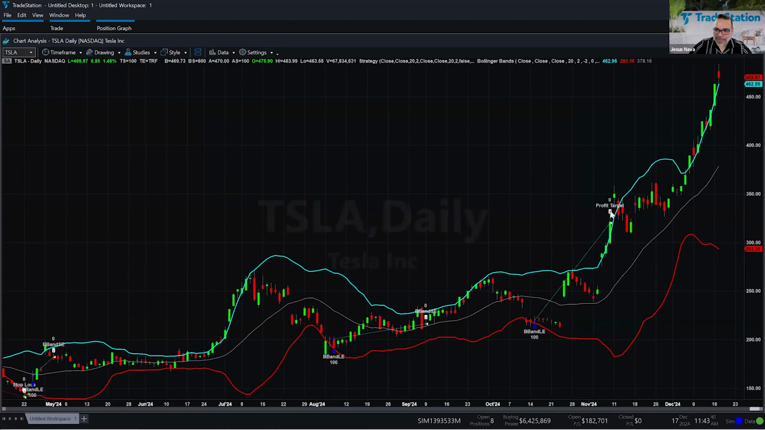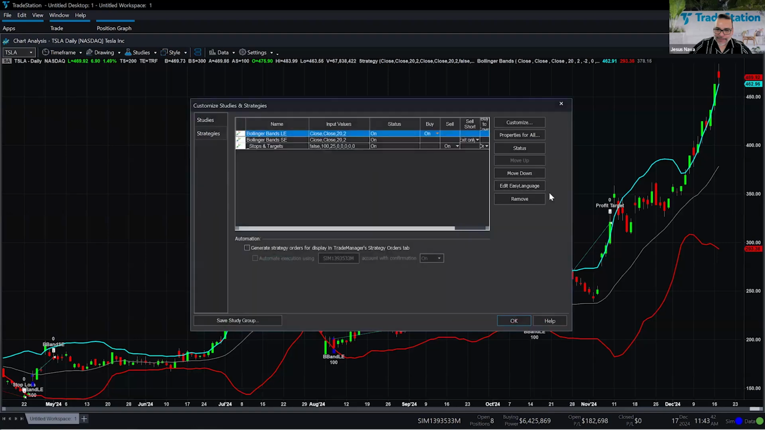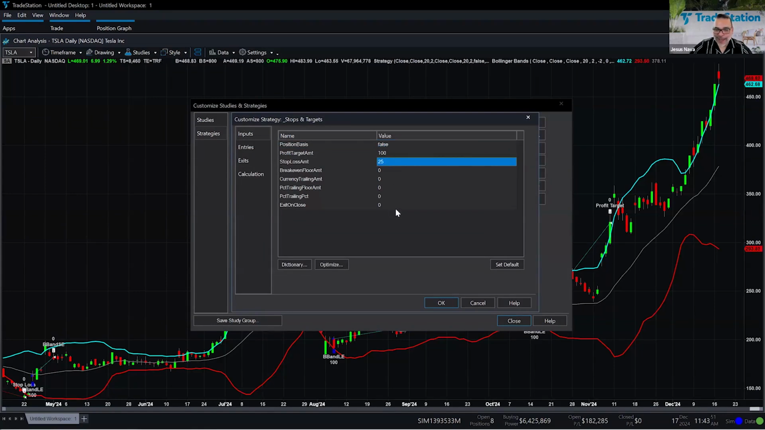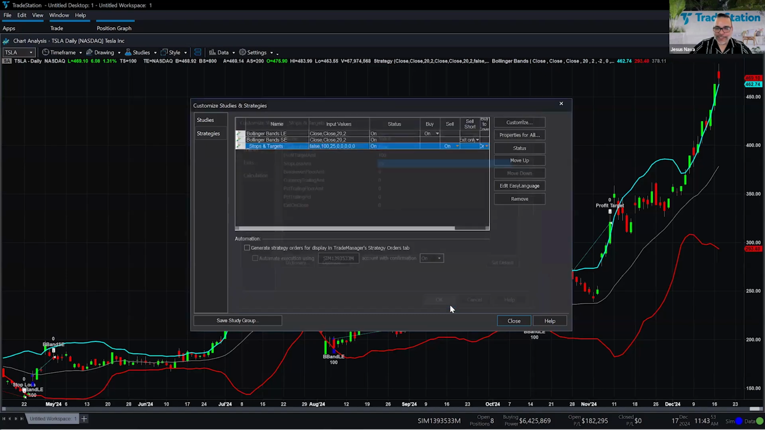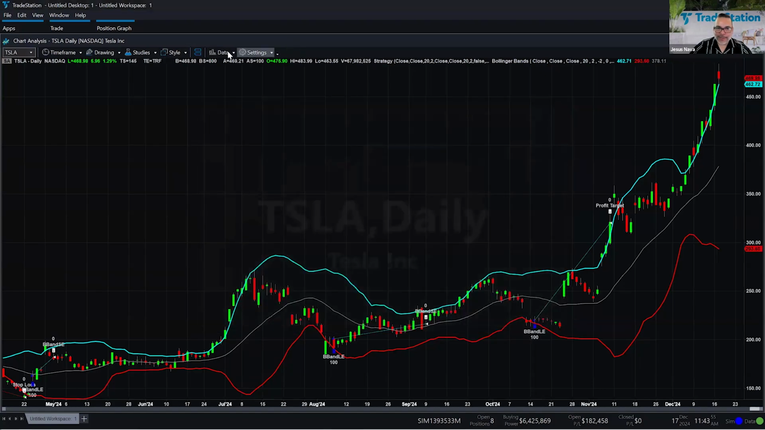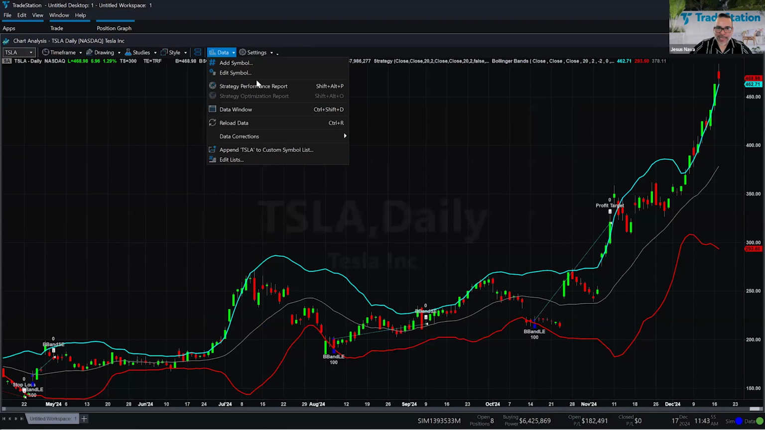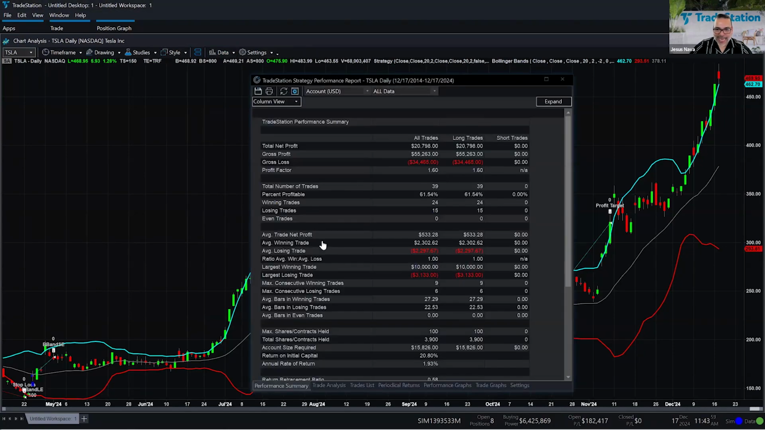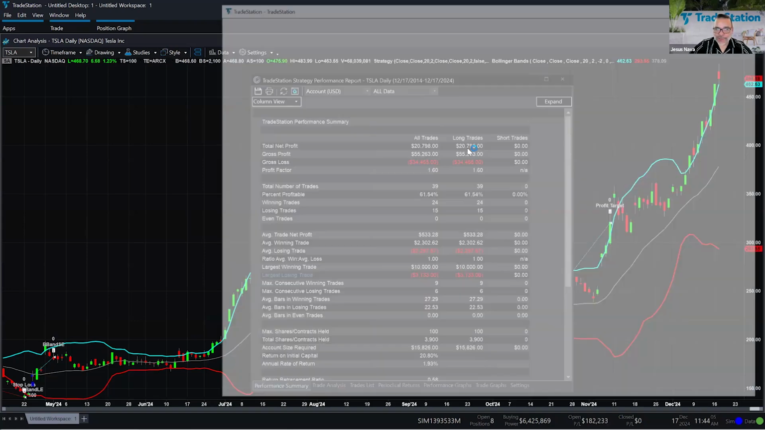If I go back into the strategy setting, you can see that the values it selected were 100 for the profit target, so it was the maximum, and the stop loss was 25. Interesting. Now, if I go back here to the data and strategy performance report, we can see how it actually adapted. Now we still have this largest losing trade.